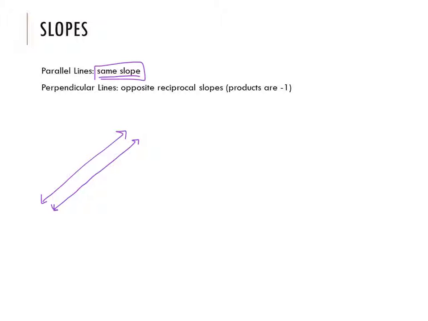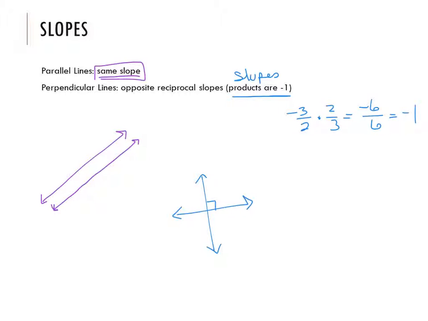Okay? So for perpendicular lines, okay, and you probably know from geometry, perpendicular lines are lines that cross at right angles. Okay, that's your geometry definition. So the actual definition is two lines whose slopes have a product of -1. So the slopes have a product of -1. So it'd be like negative 3/2 and 2/3. If those were your two slopes, you multiply together to be -6 over 6, which is -1. So those would represent two lines that are perpendicular.